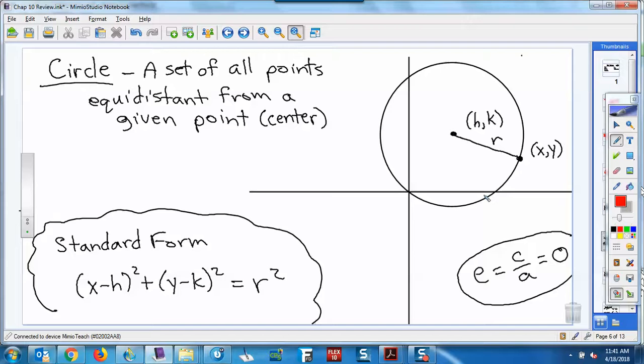And, of course, the standard form of a circle, okay, we should be comfortable with. And the whole completing the square thing is something we do quite a bit of.